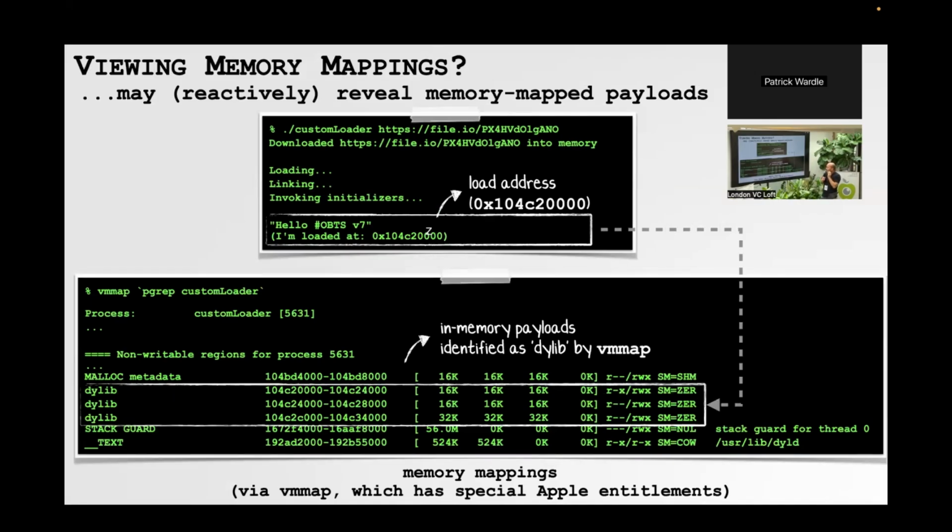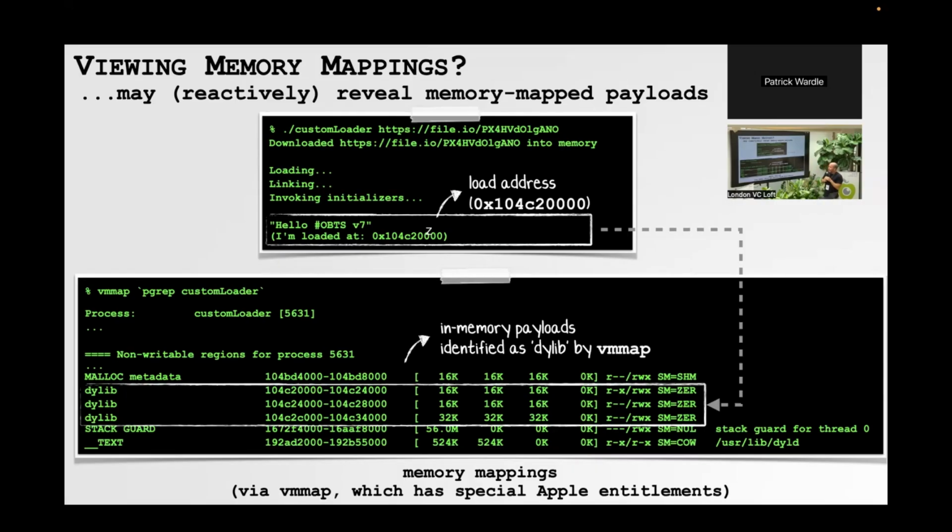Even though security tools can't read the memory of other processes, there are some command line tools that Apple has given special entitlements and privileges to that we as third-party security vendors will never get, but Apple can give to their tools. And one of those tools is VMMap. VMMap can show you memory mappings. It doesn't show you the contents of the memory, but it can show you what is mapped.